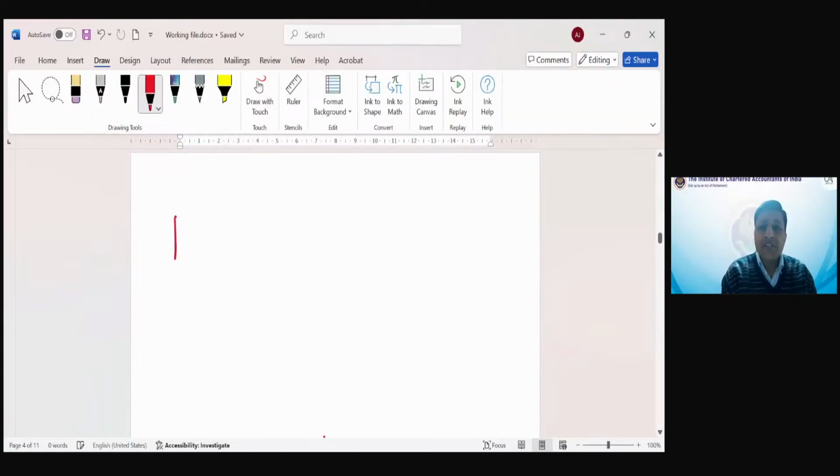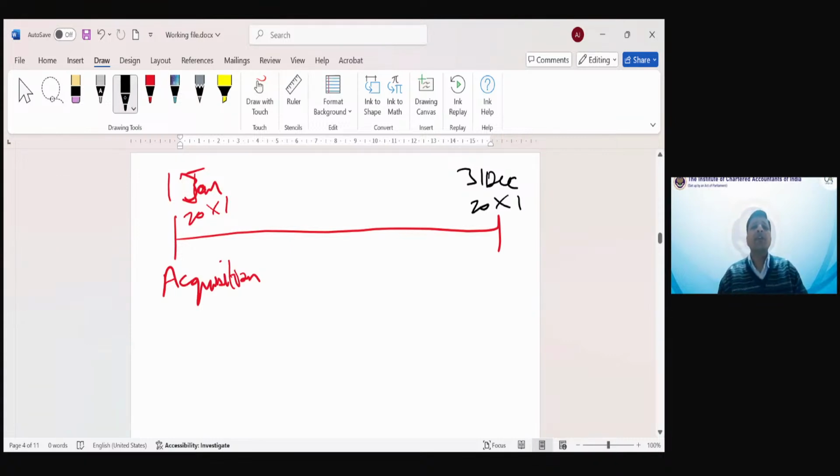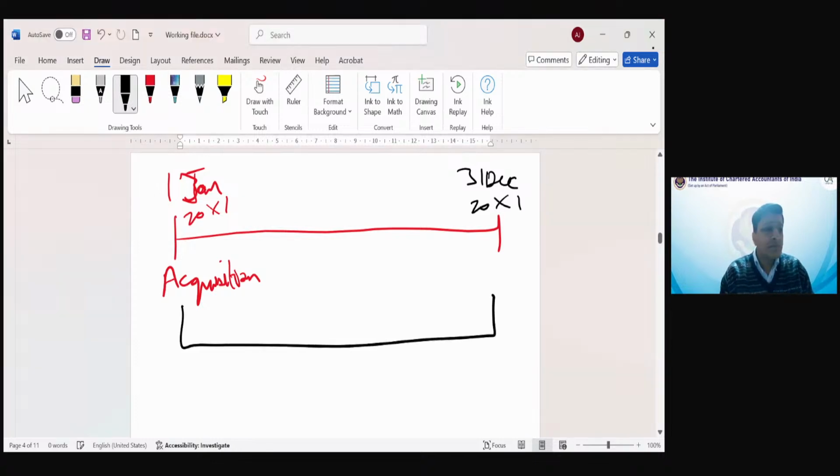You are saying on 1st of January 2000 X1 acquisition has taken place. And this is also the start of the reporting year. Fine. Year ends on 31st December 2000 X1. So the period which you have after acquisition, what do you call it as? Can you tell me? Period that you have after acquisition, what do you call it as? Tell me, everyone. Post acquisition? Now, for what period have these profits been earned? The profit of 20,000 has been earned for what period?